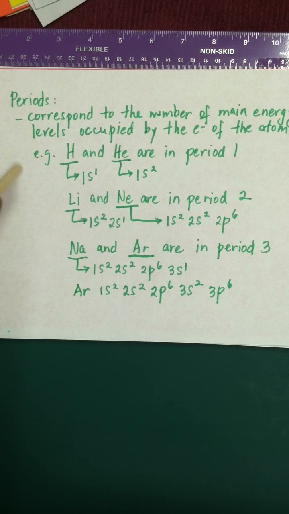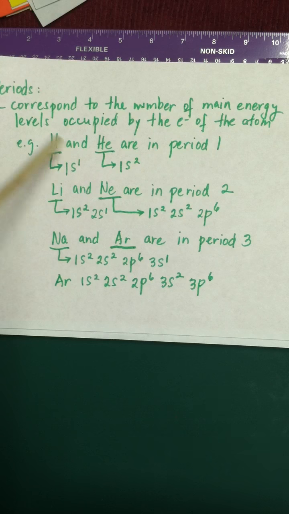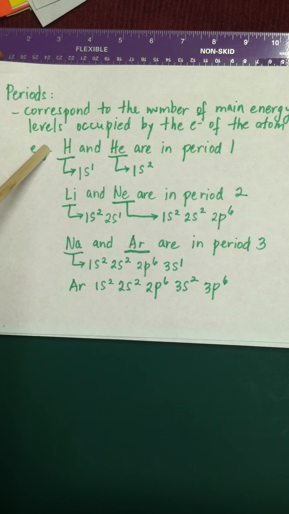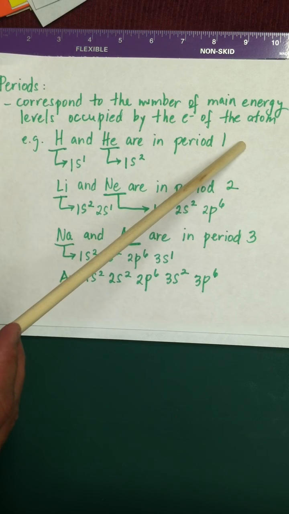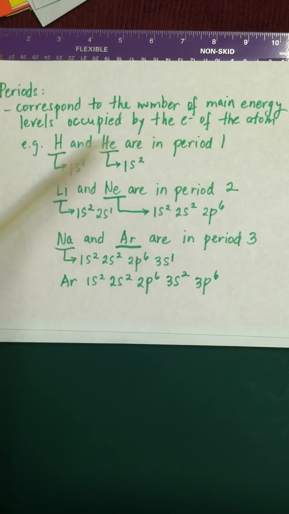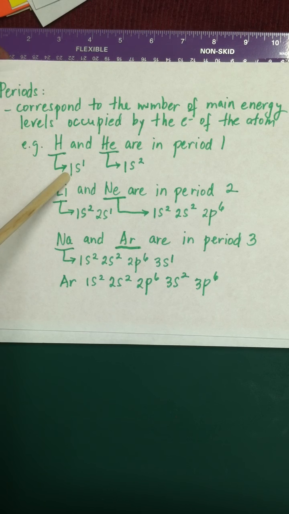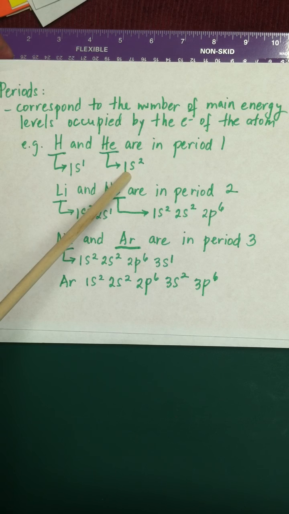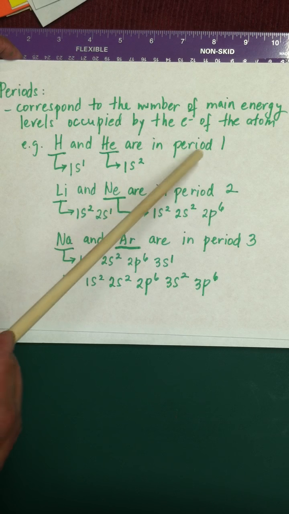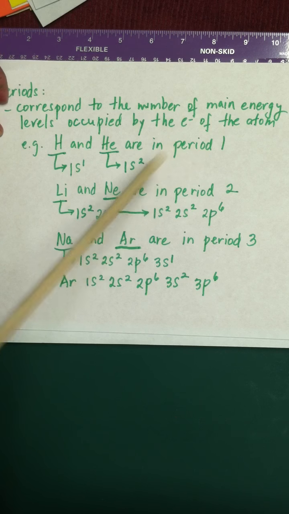So your periods correspond to the number of main energy levels occupied by the electrons of the atom. For example, you have hydrogen, 1s1, and helium, 1s2. Notice that their electrons only occupy the first main energy level, and so they are in period 1.